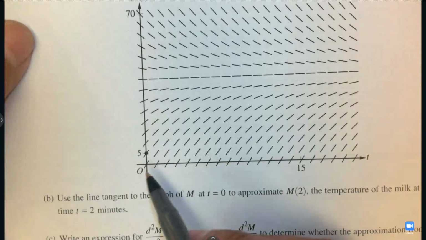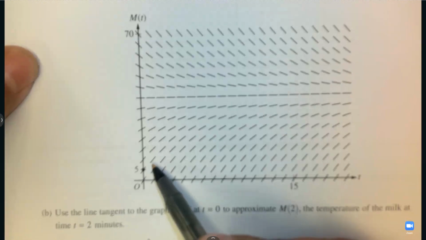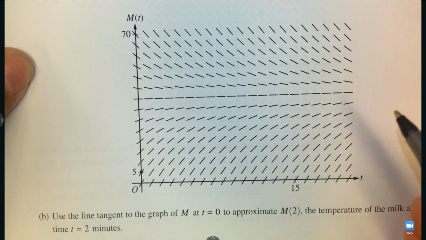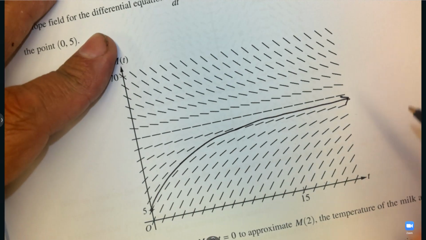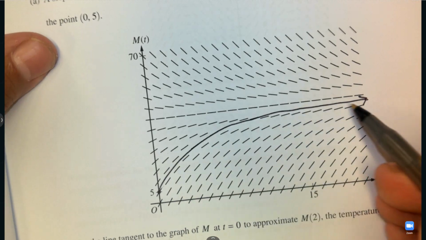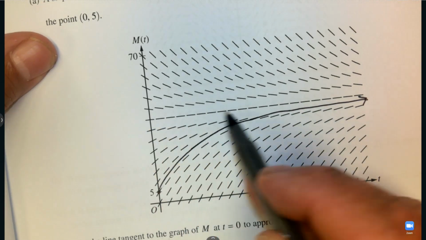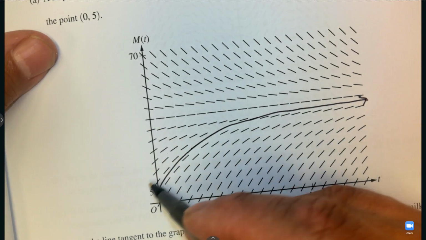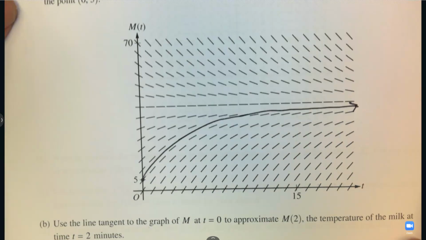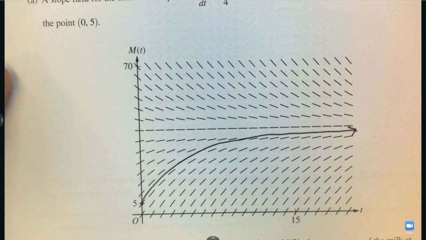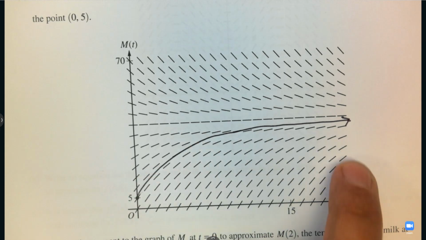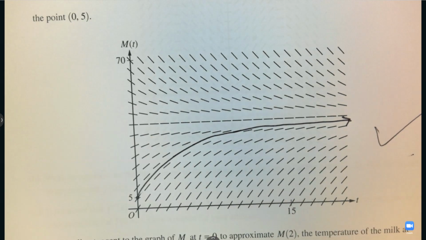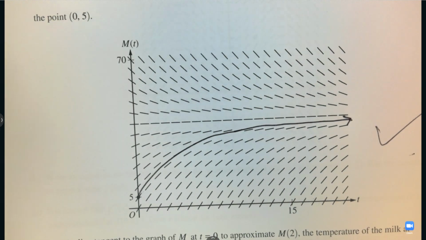So I'm going to start here at 0, 5. I'm just going to follow the slopes and draw the picture. Notice as it's rising up to the right, it's flattening out. You see this horizontal slope right there. It's going to flatten out with that horizontal slope, which actually creates a horizontal asymptote, and it shows the end behavior. Here it is. That will give you a point. Done. Part B.